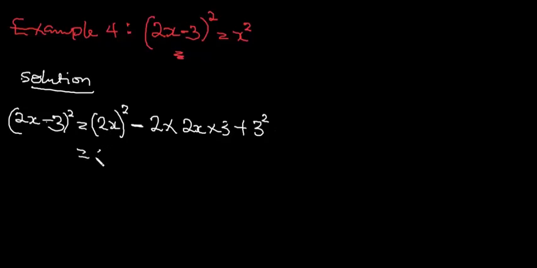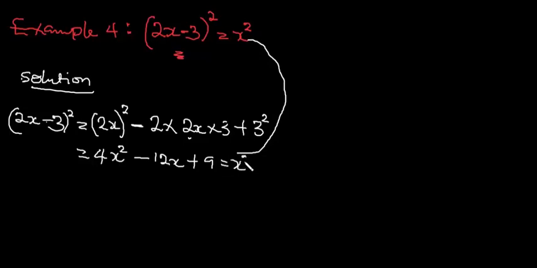Let's break this down. 2 raised to the power 2 is 4. X raised to the power 2 is x squared, right? Minus 2 times 2x is minus 4x times 3. That's minus 12x, right? Then 3 raised to the power 2 is what? Is 9. Let's bring down this side. And we have equals x squared. Is that understood?